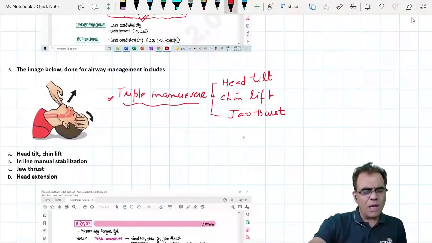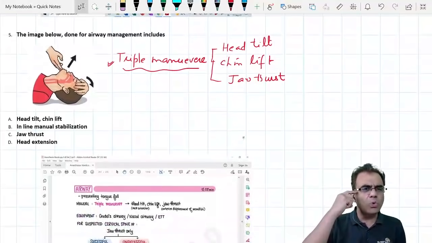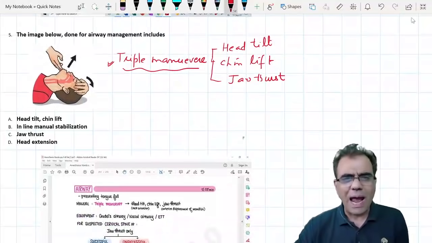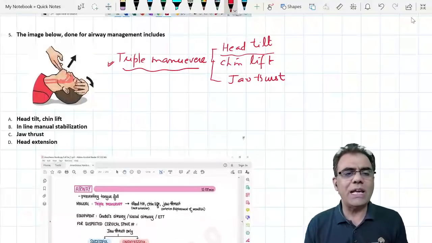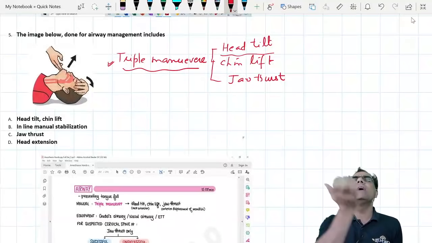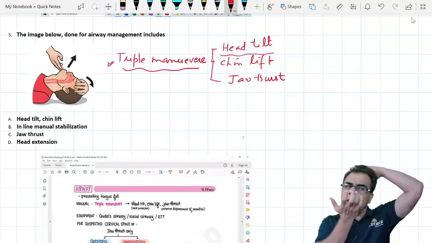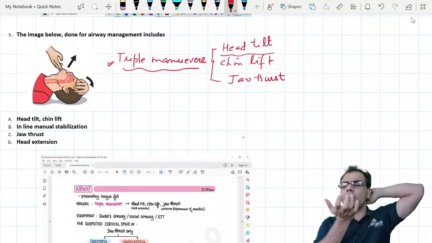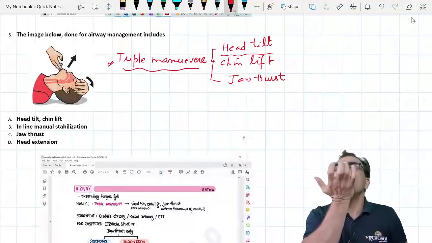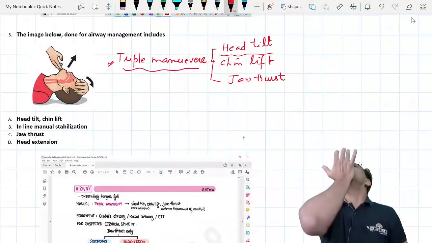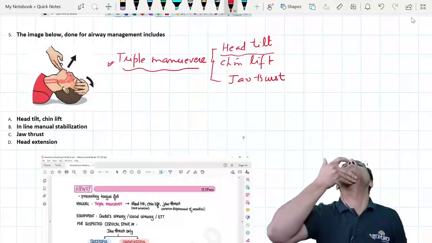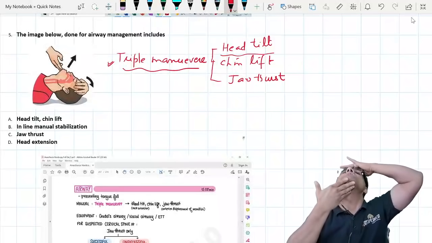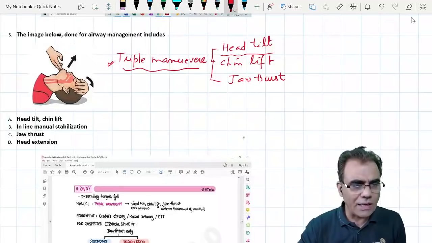So here the performer is going to apply this triple maneuver, head tilt. Head tilt means neck extension, I told you. And actually chin lift and head tilt are done as a single maneuver. Here the user has used both hands, but you may not need that. If you lift the chin, automatically there will be head tilt or extension of the head. So it can even be done with one hand only. But here both hands have been used. So this is head tilt and chin lift. A.